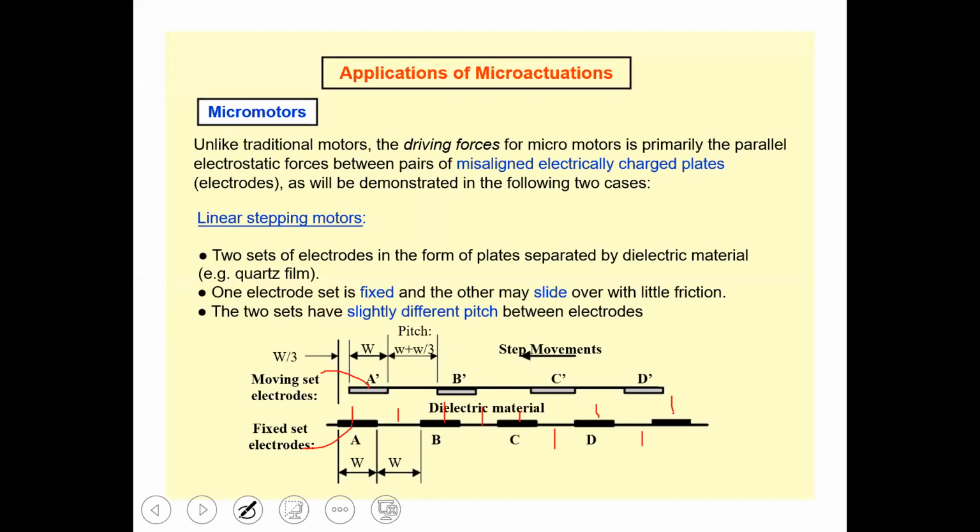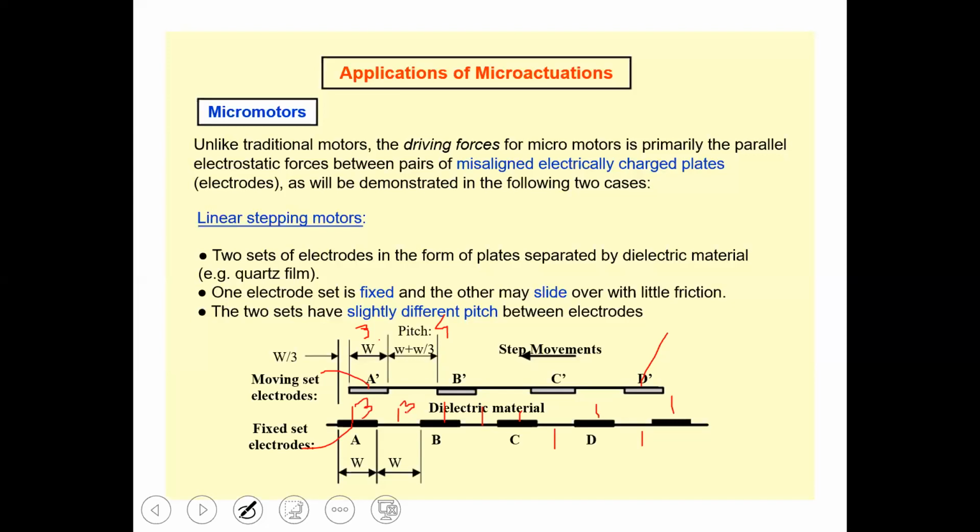But in the moving electrode, you have a similar size of electrode, that is W, but the distance between two consecutive electrodes A and B will be W plus W by 3. You have added an additional gap of W by 3. Supposedly, if W was equal to 3, this gap will be 4, since 3 plus 3 by 3 is 3 plus 1, which is 4. So this will be 3 and this will be 4. But here it is all supposedly 3, right?